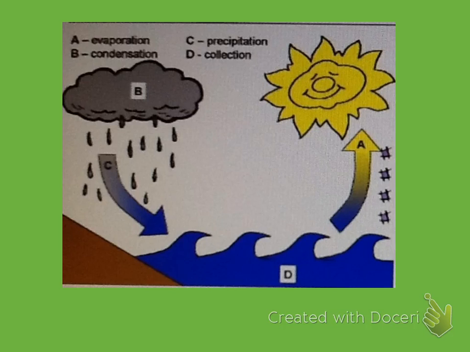The next part is condensation, denoted as B. The water vapor in the air gets cold and changes back into liquid, forming clouds.